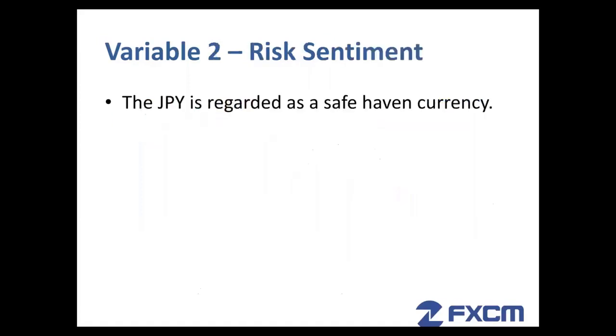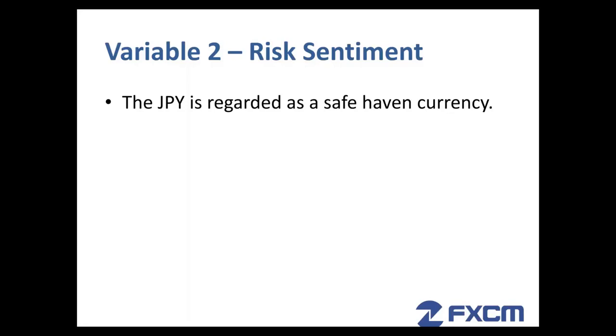The second variable is risk sentiment. The Japanese yen is regarded as a safe haven currency, and there's a few reasons for this. First of all, Japan has a current account surplus and is regarded as a net creditor. Also, the interest rates in Japan are extremely low. At the time of this recording, they're actually negative. And that means that there is incentive for Japanese investors to look for higher yielding assets offshore. This is called the carry trade.